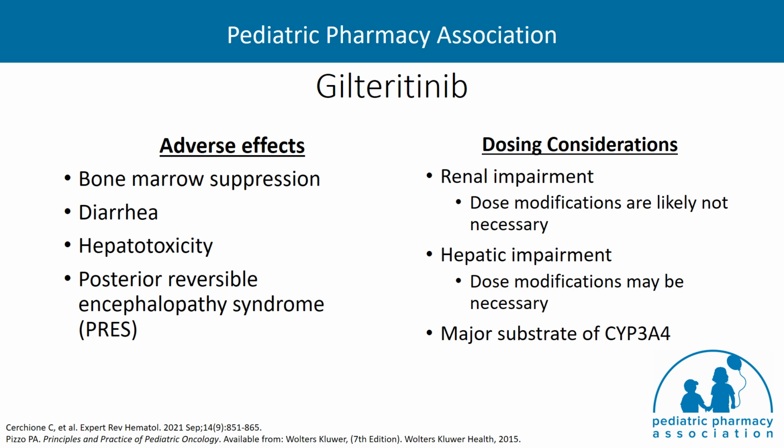Lastly, for dosing considerations, renal impairment is not likely to play a significant role in the pharmacokinetics of gilteritinib, but hepatic dose modifications may be necessary depending on the severity of hepatic dysfunction. And then lastly, gilteritinib is also a major substrate for CYP3A4, so a drug-drug interaction review is really important.